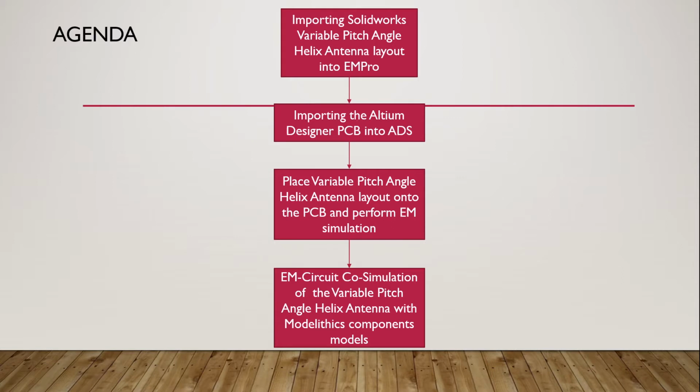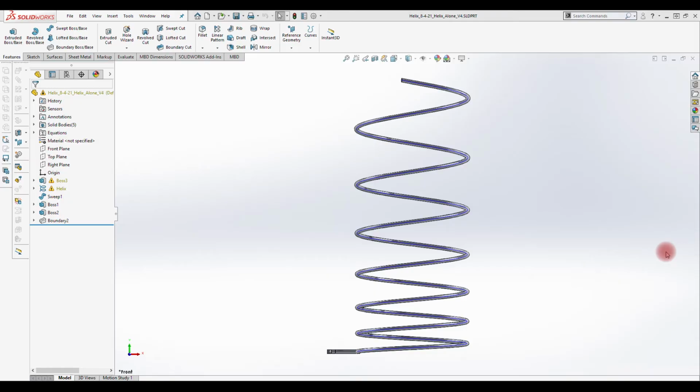Finally, we will be doing EM circuit co-simulation and observe the results. Then, to further improve the results, we will do Smith chart impedance matching for the antenna. Results such as return loss, gain and efficiency will be analyzed.